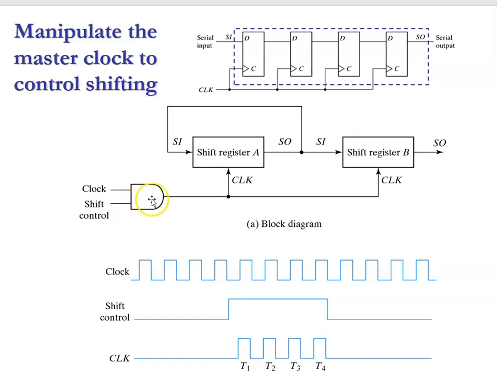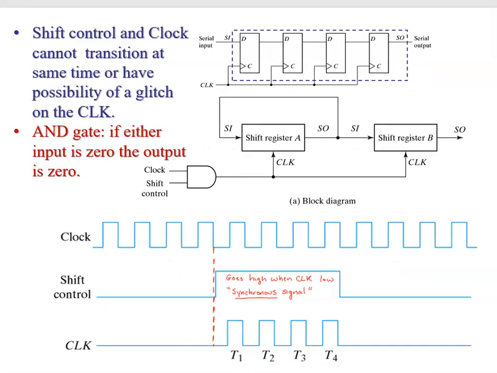If this shift control is 0, the output of our AND gate is going to be 0. If the shift control is 1, the output of the AND gate is going to be whatever the clock is. And so that's the CLK that we're sending to the shift register, which is just our simplest 4-bit shift register. One thing we do want to be careful of when we are gating a clock is that we don't create a glitch, because if we get an extra rising edge, that's going to disrupt our timing.